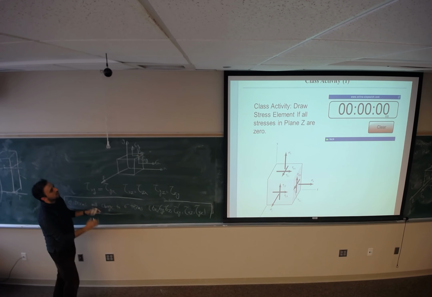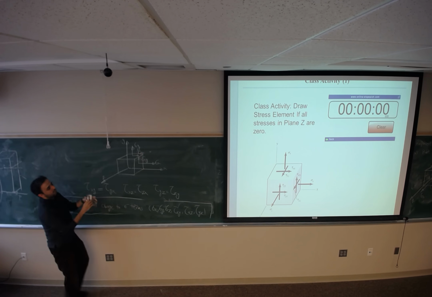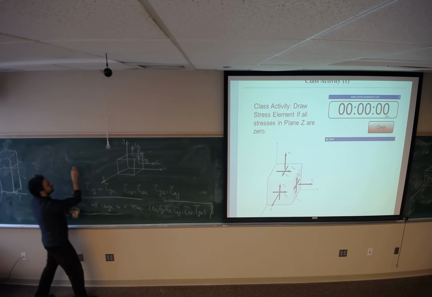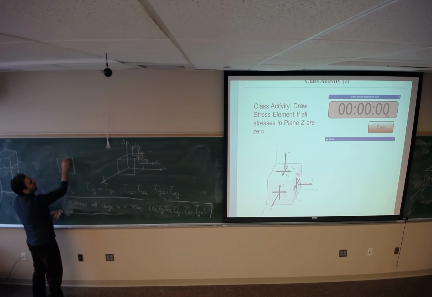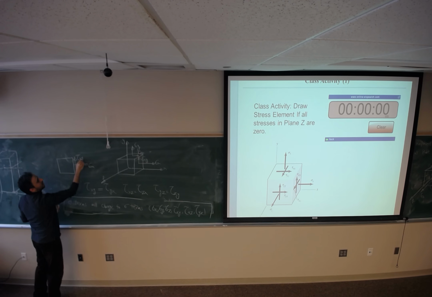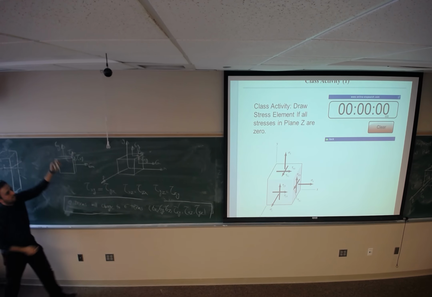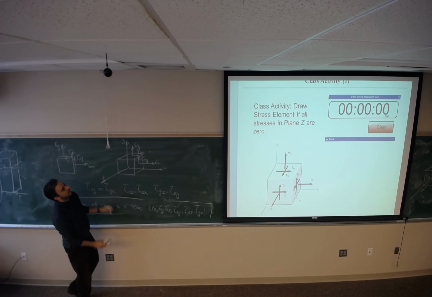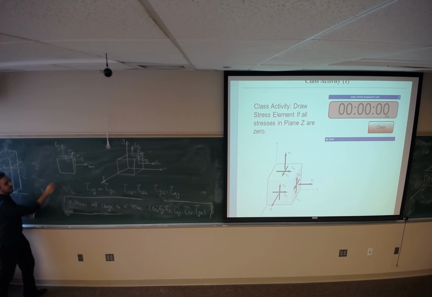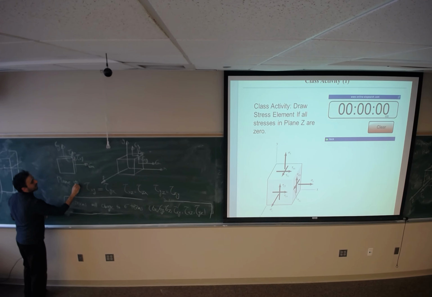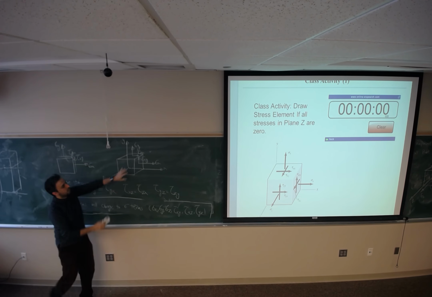So now if you look at this cube from the front side, you will see one square like this. Sigma x is going this side, tau xy is going up, tau yx is going this direction, and sigma y is going up. If I look from front side, we call this plane stress. Why plane stress? Because all stress elements in one plane are 0.